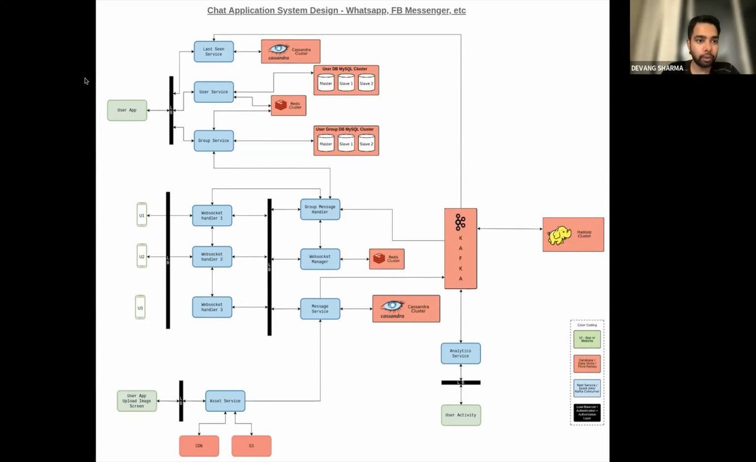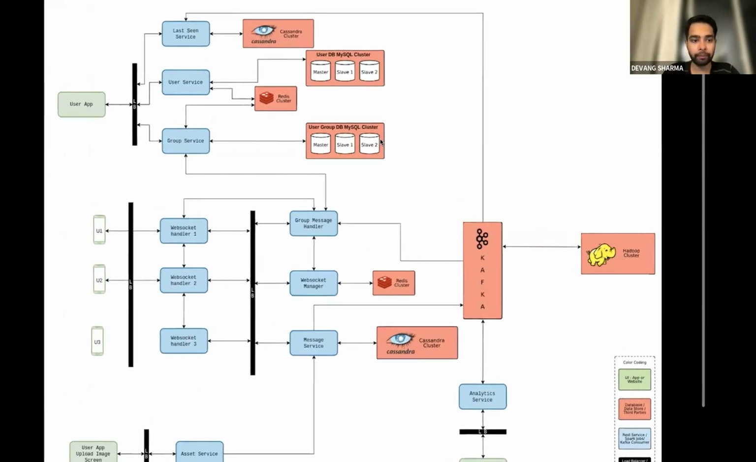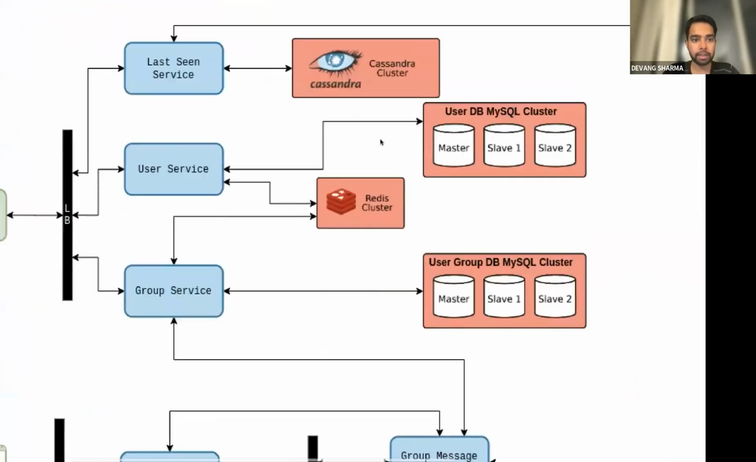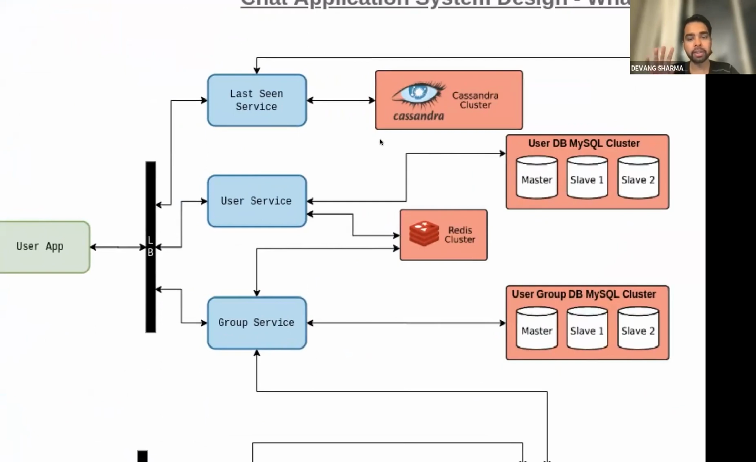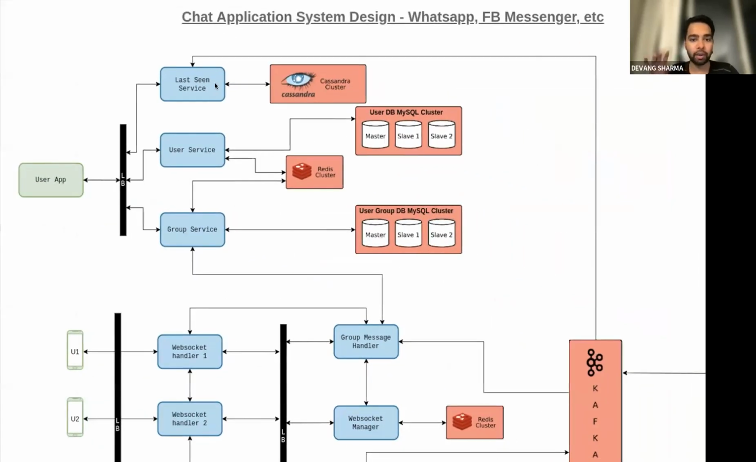Okay. If you look carefully, I've defined that this complete diagram is divided into 3 major parts. So we'll go one by one. The first major part is the user service. That is what we're going to discuss at the end. It's not that relevant. Of course, it is relevant, but not that important. Last seen service, your analytics service, your user service, your group service. That is part number 1, which we are going to discuss at the end.